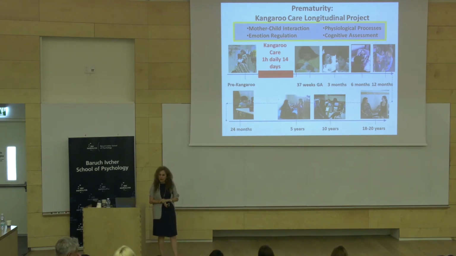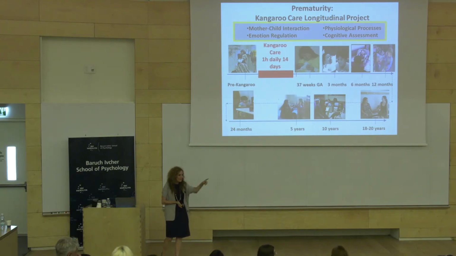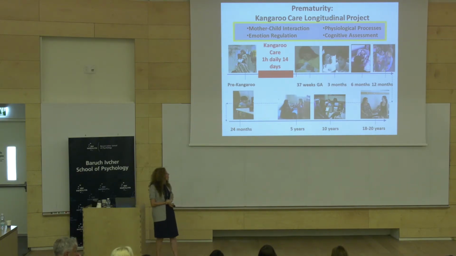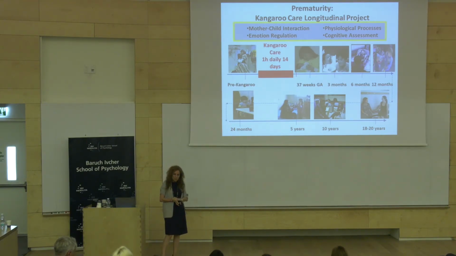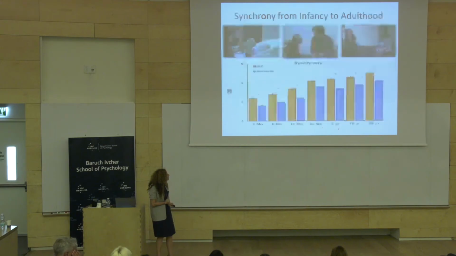They were imaged by DTI. We imaged the children at 18 to 20 years. And we took a bunch of measures: mother-child interaction at all times, father-child interaction at one time, emotion regulation paradigms at each age, hormonal collection, physiological processes, and cognitive assessment at 18 to 20 years. We image them, and I'll show you just one paradigm, and you see the results also on this poster.